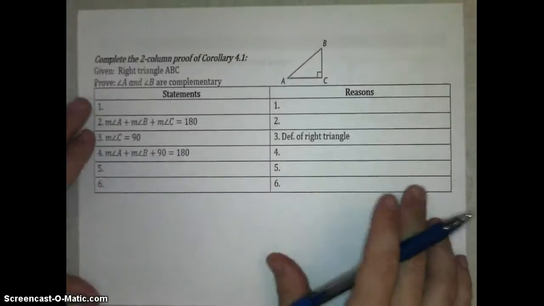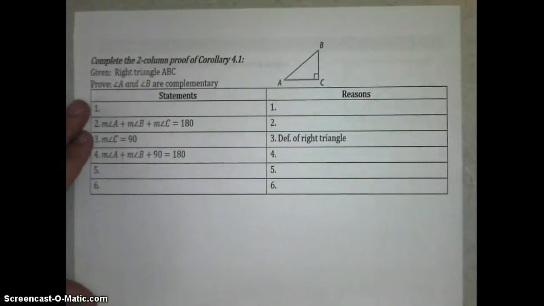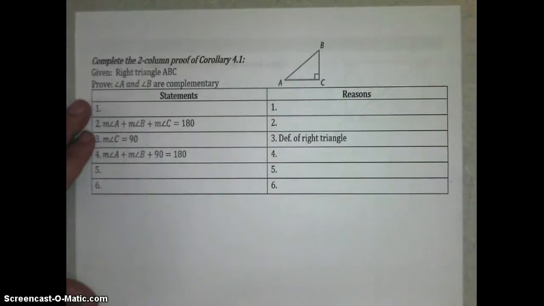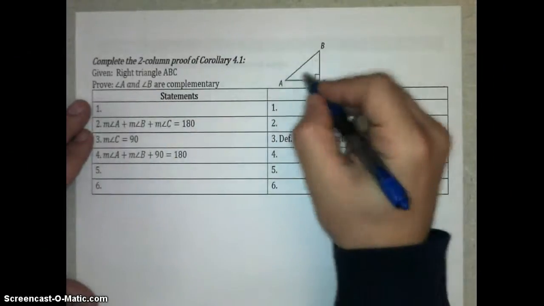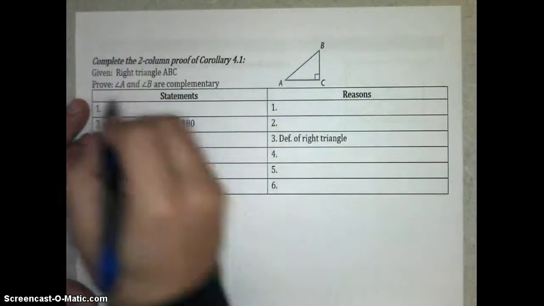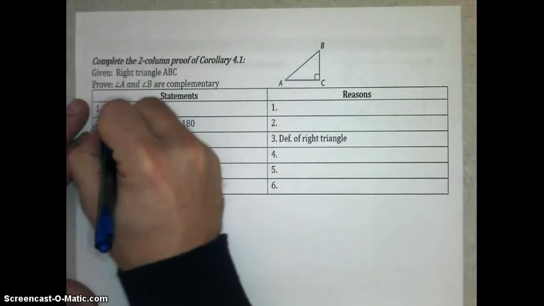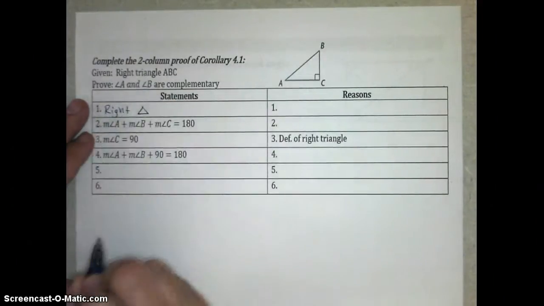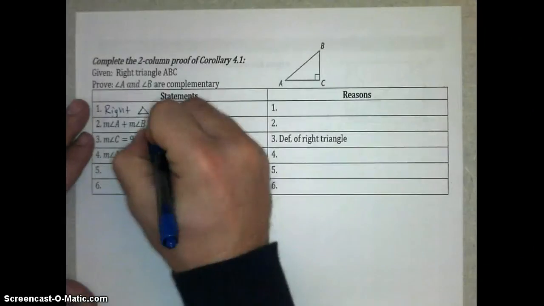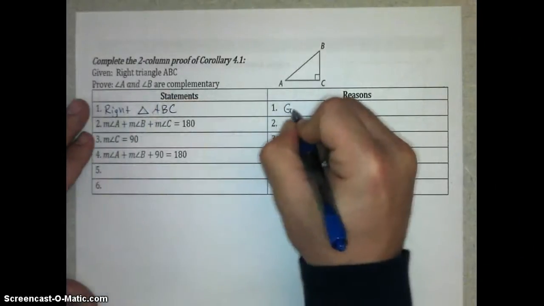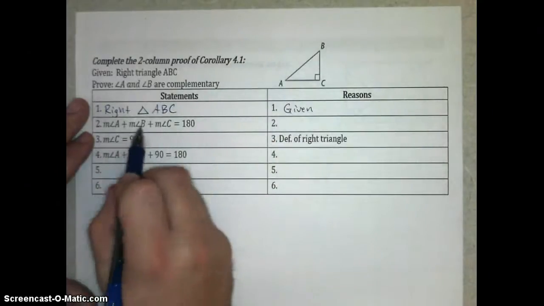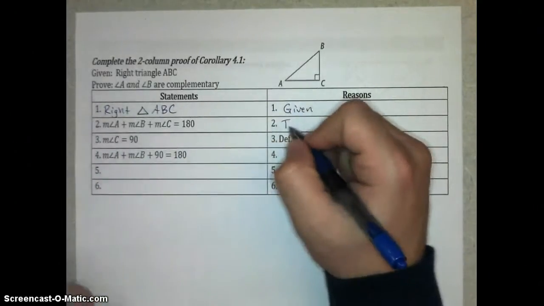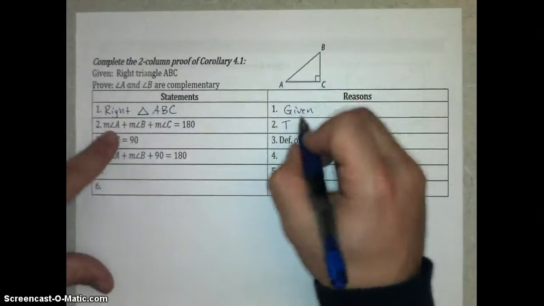So let's take a look at the two-column proof for corollary 4.1, which states that the acute angles of a right triangle are complementary. So we are given right triangle ABC. We want to prove that A and B are in fact complementary. So we're going to start off with the given information that we have right triangle ABC, and you can use that symbol instead of writing the word triangle. That is given. Then I've already given you parts of the proof to go from here. We know that A, B, and C should have measures that add up to 180. And again, this corollary comes from the triangle angle sum theorem, so we can start with that.